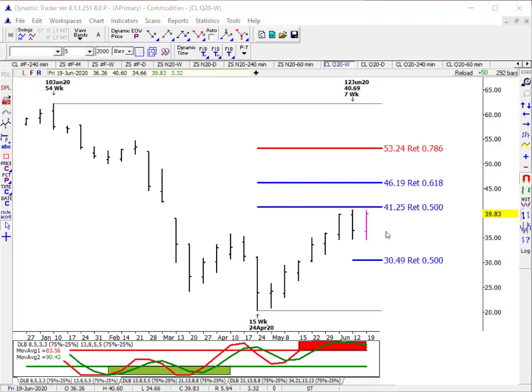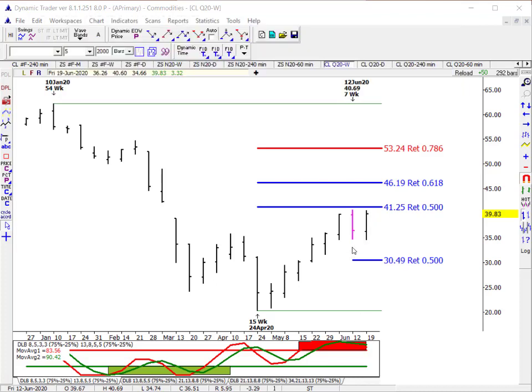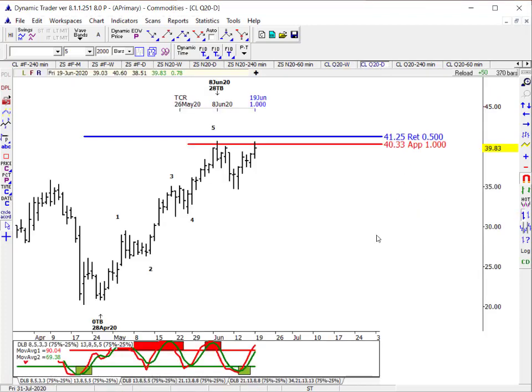Here's crude. We want to be aware that we should be at or very near a weekly high, and that should be followed by a correction lasting several weeks. The DT oscillator or weekly momentums have already made a dual look back bear reversal a couple of weeks ago when we had the snapback reversal week from near the 50% retracement. So more than likely, if we haven't completed the weekly high, we should within the next couple of days.